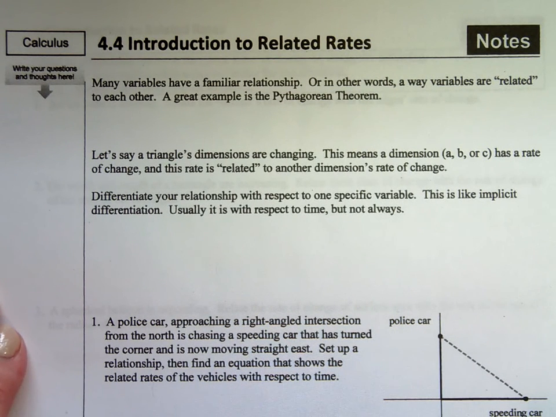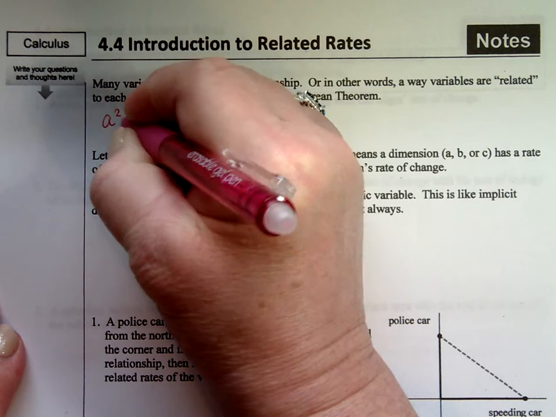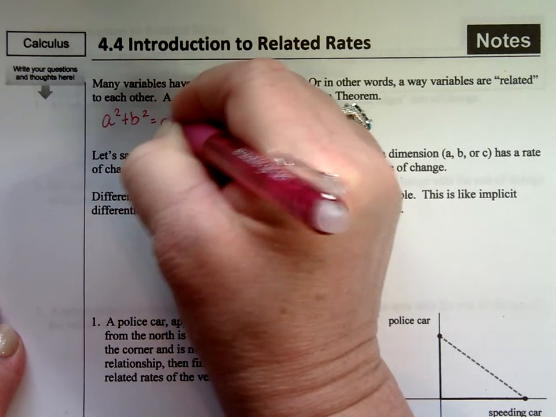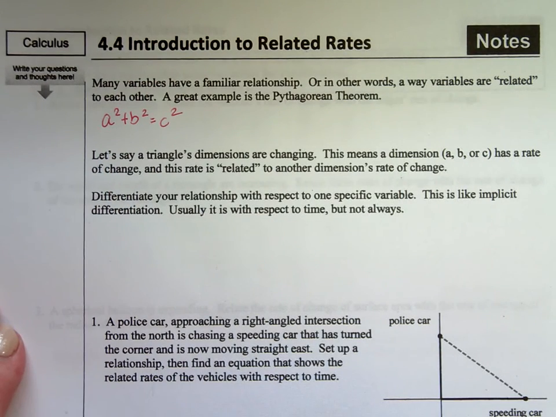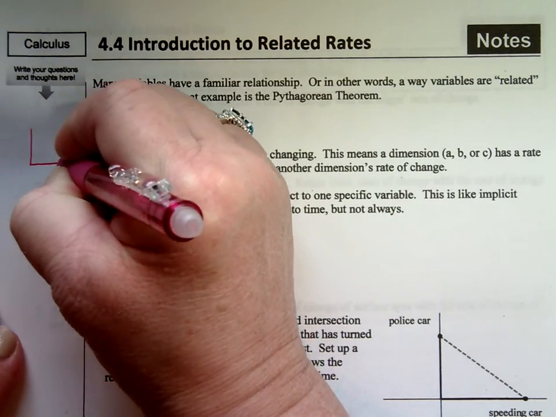In other words, a way variables are related to each other. A great example is the Pythagorean theorem. We know the Pythagorean theorem: a squared plus b squared equals c squared. Well, if I'm looking at some kind of right triangle, right? Pythagorean theorem only works with a right triangle. Let me draw a right triangle over here.